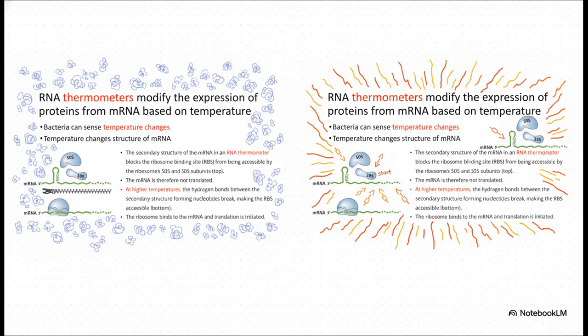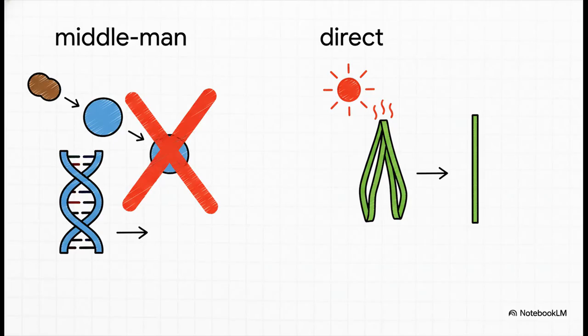But now, look at the right. As the temperature rises, the structure literally melts. The bonds holding it together break, the zipper opens up, and bam, that start signal is exposed. The factories can now lock on and start churning out protein. It's just so direct and efficient. There's no middleman protein, no complex system. The temperature of the environment itself is the switch. You're watching physics do the work of biology right here.